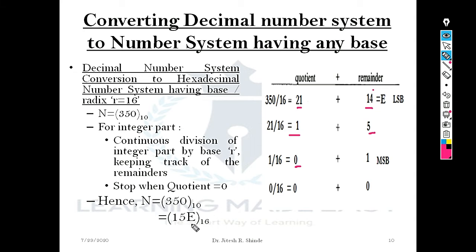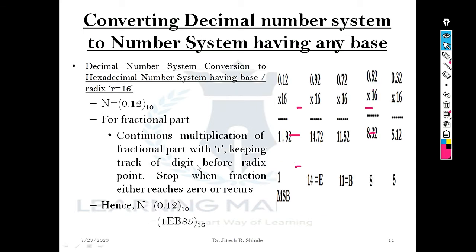In this way we can convert the integer part of a decimal number into a hexadecimal number. Now let's see the fractional part. It is the same concept which we learned in converting a decimal number to a binary number. For the fractional part, continuous multiplication of the fractional part with r, keep track of the digit before the radix point, and stop when the fraction either reaches 0 or recurs.